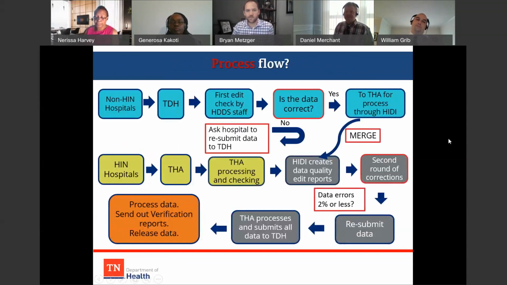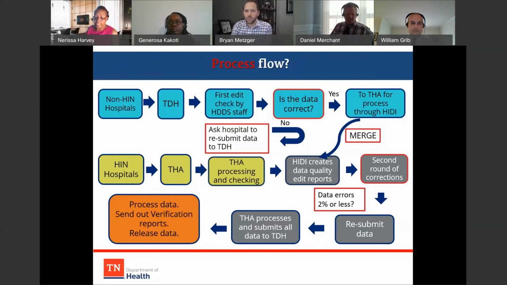Our process flow. So here's the gist for the non-HIN process flow. All non-HIN hospitals report their data to TDH 60 days after the end of each quarter, per the previously mentioned schedule. If the data is correct, and according to our criteria that we check them for, the file is ready for submission to THA. If it does not meet the criteria, the data is rejected, and the hospital is asked to correct and resubmit their data within 15 days.